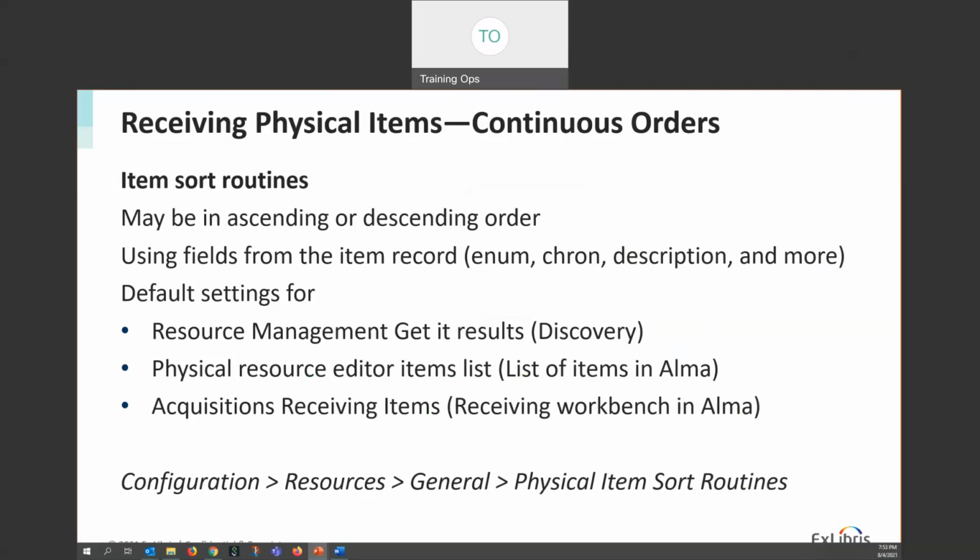And I'm a big fan, if you do this, of sorting on enumeration and enumeration over chronology. Because enumeration, that's your volume and issue numbers, whereas chronology, it's alphabetical, and months aren't alphabetical if you're writing them out.